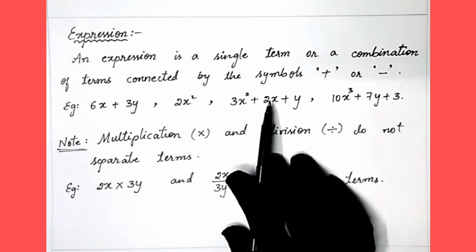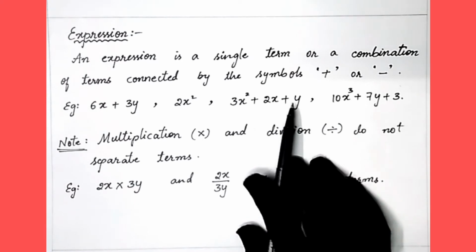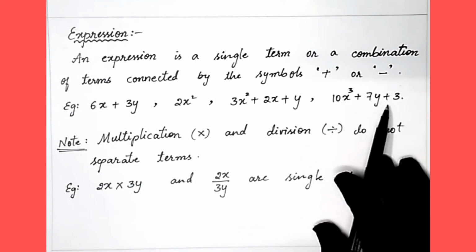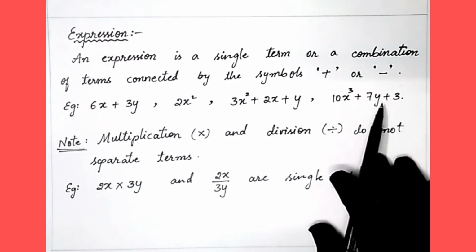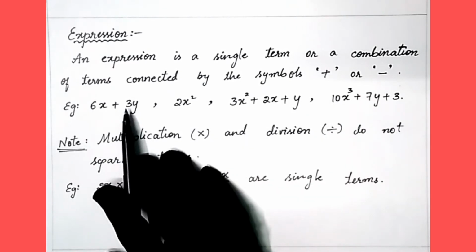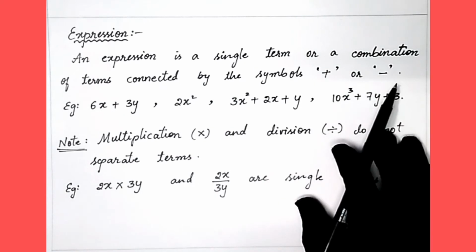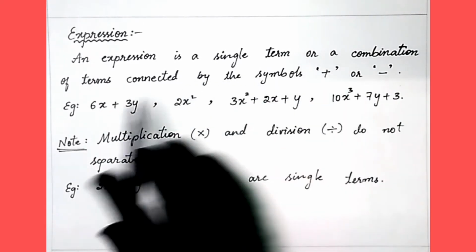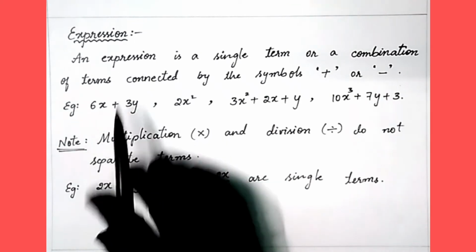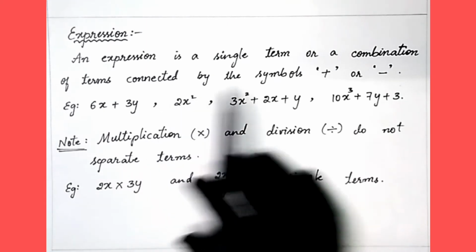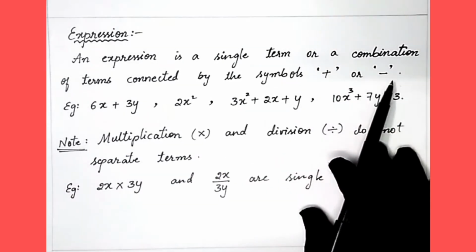3x^2 plus 2x plus 1y. So, these are the three terms. This is also an expression. 10x^3 plus 7y plus 3. This is also an expression. It has three terms. So, these terms are separated with plus or minus symbols. An expression can be a single term as well as a combination of terms, and these terms will be separated with plus or minus sign.